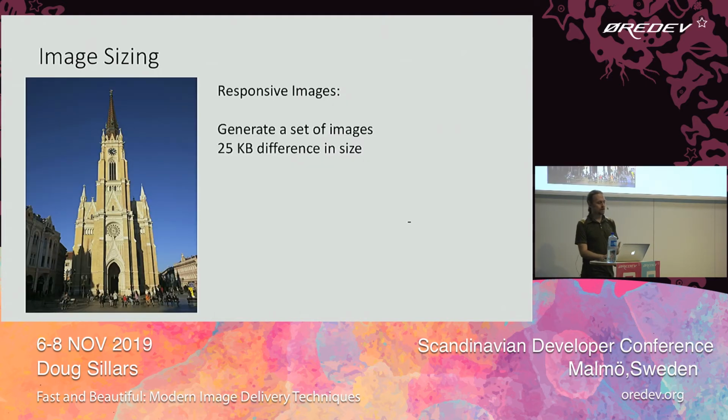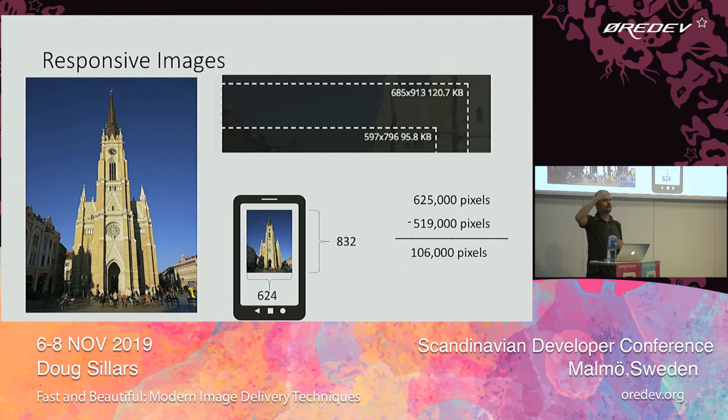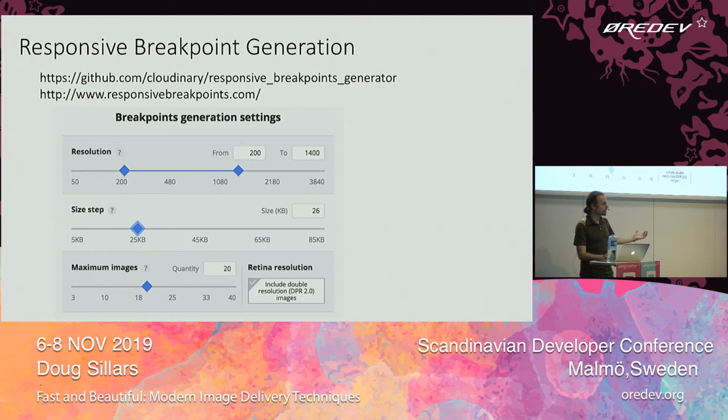So how do you do that? Responsive images to save the day. This is something that probably a lot of you are familiar with. In this case, I generated a set of images that were 25 kilobytes apart in size. In the picture tag, I tell it what width, and now I'm only throwing away 100,000 pixels. A lot better. It's going to download a lot faster. It's going to look great. And so the tool I used was a responsive breakpoint generator.